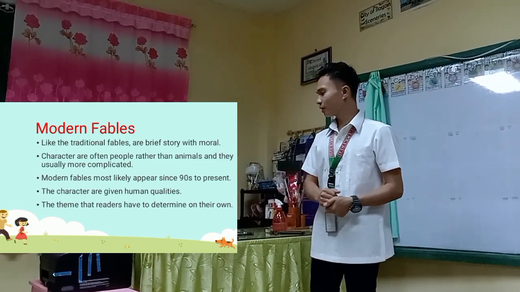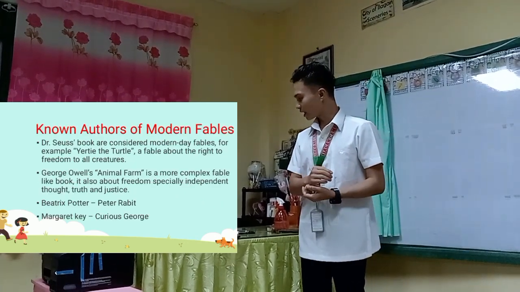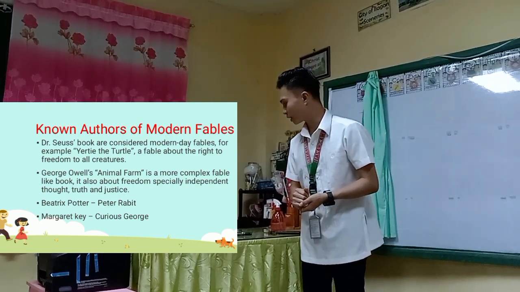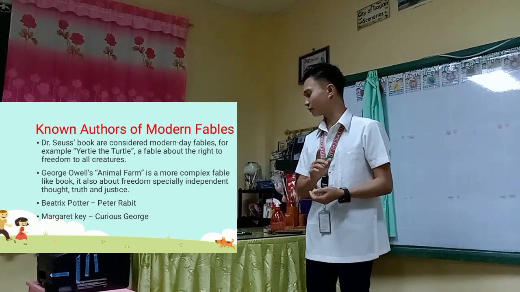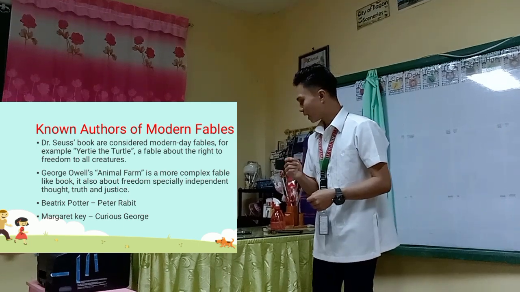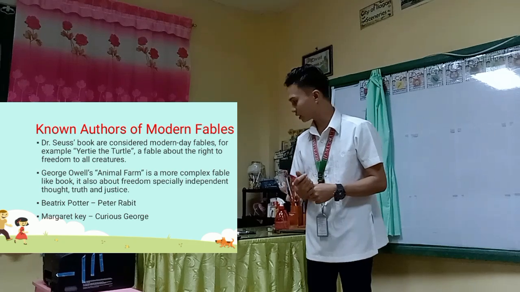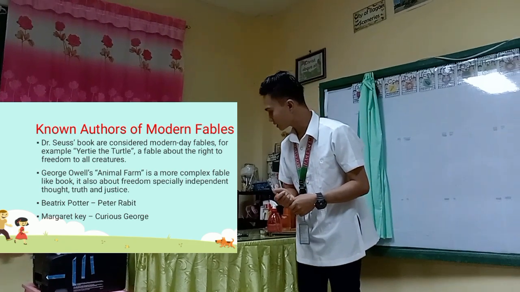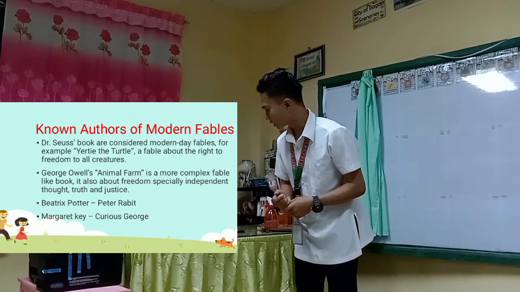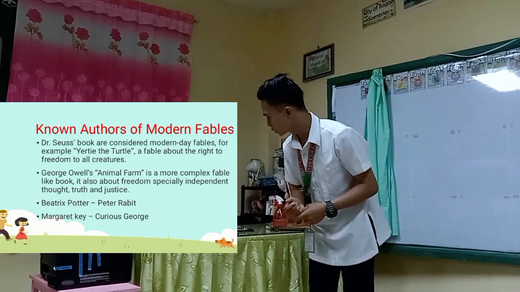Next, now we are going to discuss the known authors of modern fables, and those are Dr. Seuss. His books are considered modern day fables. For example, Yertle the Turtle is one of the most known modern fables, and this fable is about the right to freedom for all creatures. And next, George Orwell's Animal Farm is a more complex fable-like book. It's also about freedom, especially independent thought, truth, and justice.